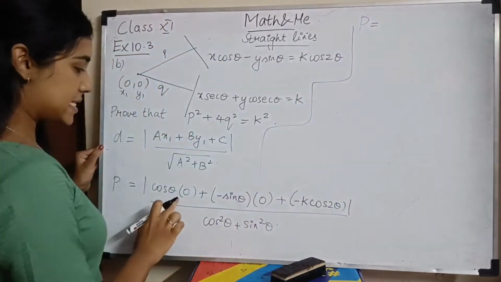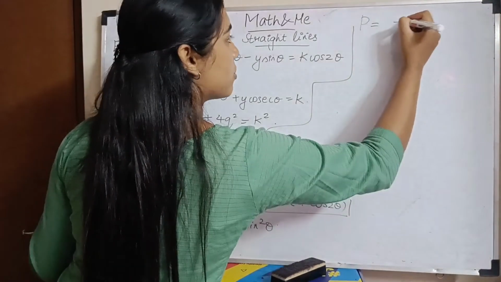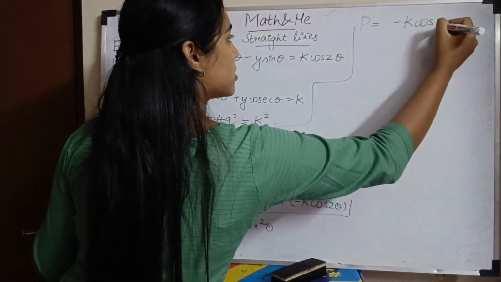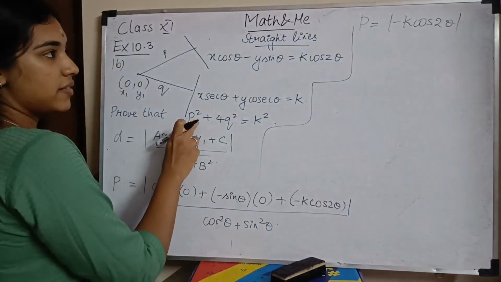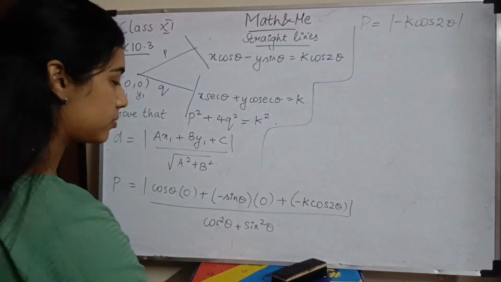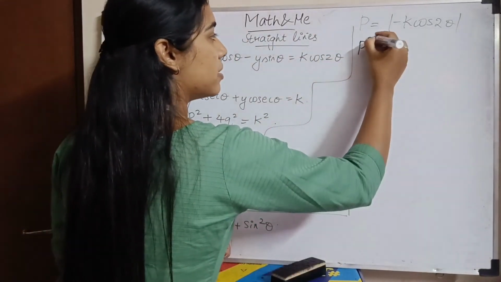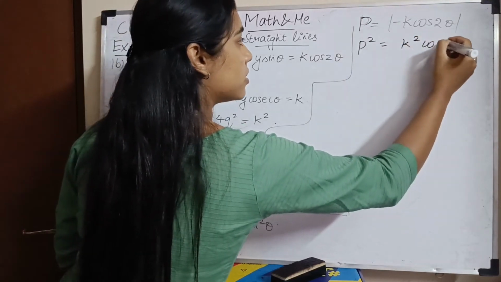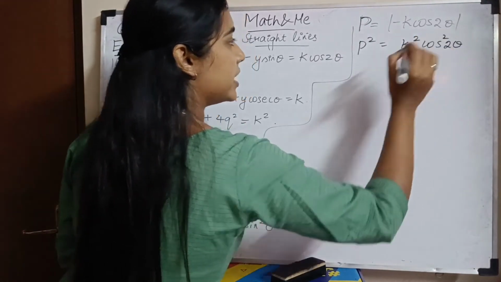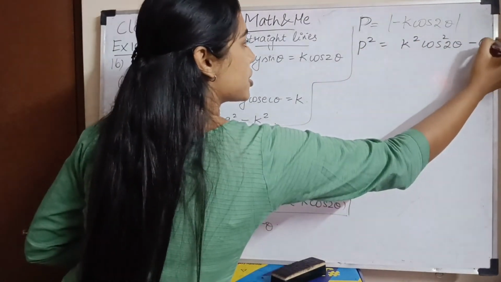P equals 0 plus 0 minus k cos 2 theta. So minus k cos 2 theta inside a modulus symbol. What is given in the question? We need p square. So when I square on both sides, what do I get? P square equals k square cos 2 theta the whole square, which is cos square 2 theta. So this is equation number 1.